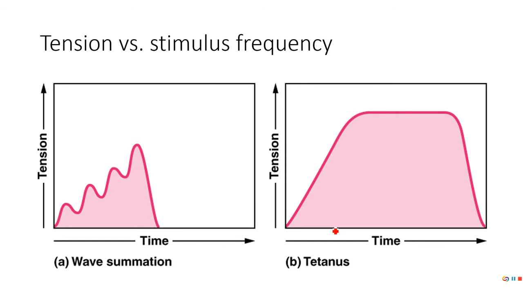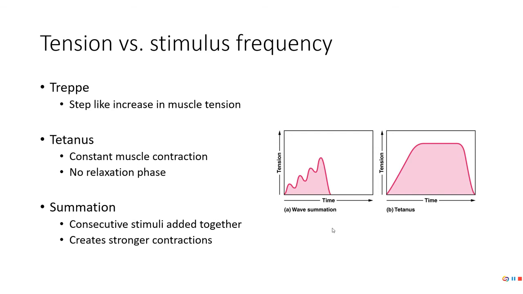We've got a couple of different terms for this. We've got treppe, which is just this step-like increase. As we stimulate the muscle frequently, we're going to generate more tension. This is showing that treppe right here. Tetanus is where you have constant contraction because there's no relaxation phase, as you're constantly stimulating the muscle. And then we've got summation, which is just adding the force of successive stimuli. We're seeing this here. We've got a little bit, and a little bit more, and a little bit more, so we're summing those forces together.